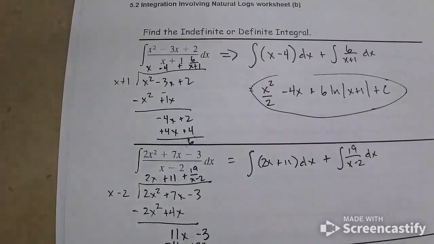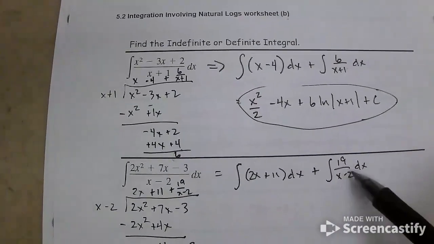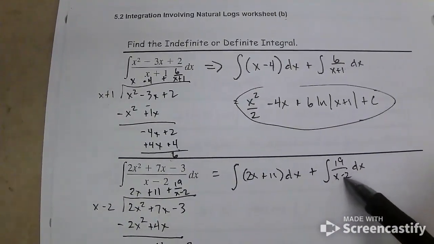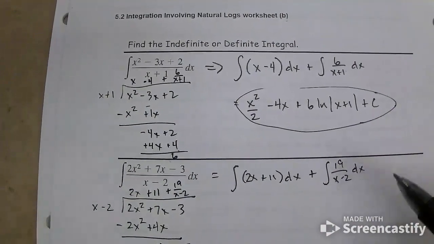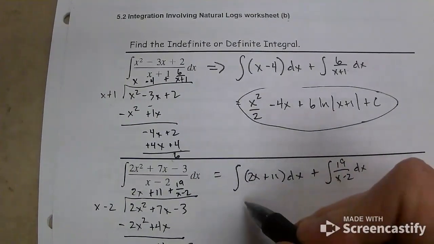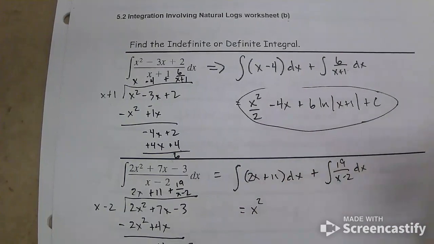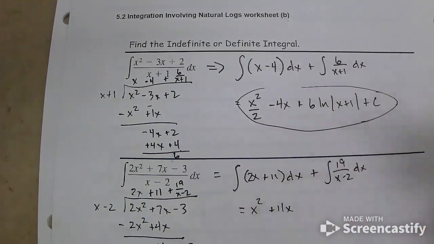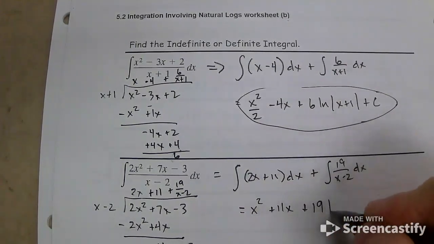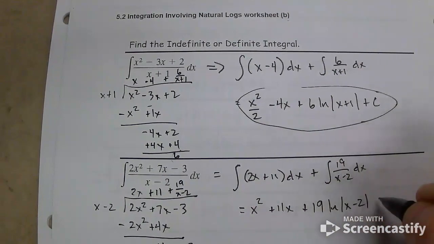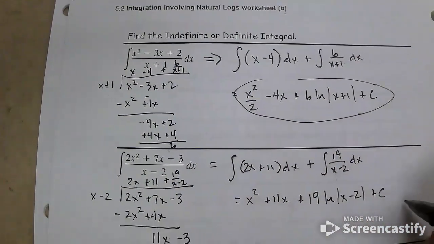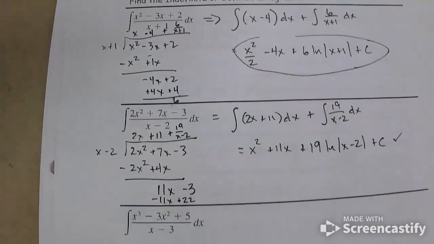Once I get here, it's pretty straightforward, especially if this is just a linear representation with the degree or a derivative of 1. So this is going to be add 1 divided by the new. So this is going to be x squared plus 11x plus 19 natural log of x minus 2 plus c. Okay.